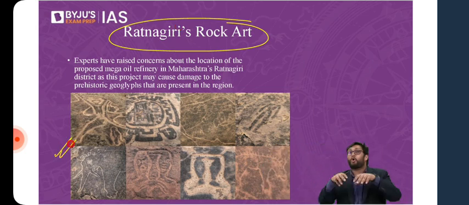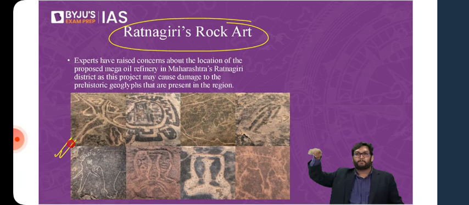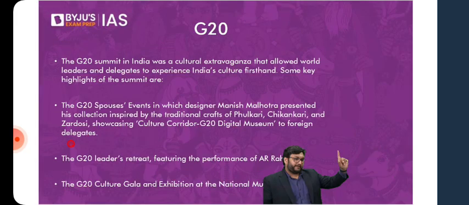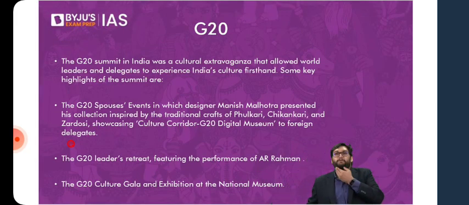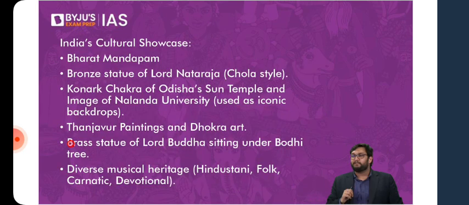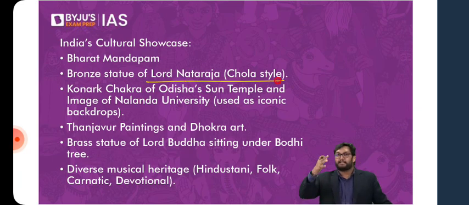Now, last major current affairs, and then we'll discuss the main questions. G20. In the G20, there were multiple aspects shown about our culture. They range from the Bharat Mandapam itself to the Lord Nataraja sculpture in front of the Bharat Mandapam, to the Sun Temple Konark, to the Dokra art and Thanjavur painting. The point is, the Bharat Mandapam.